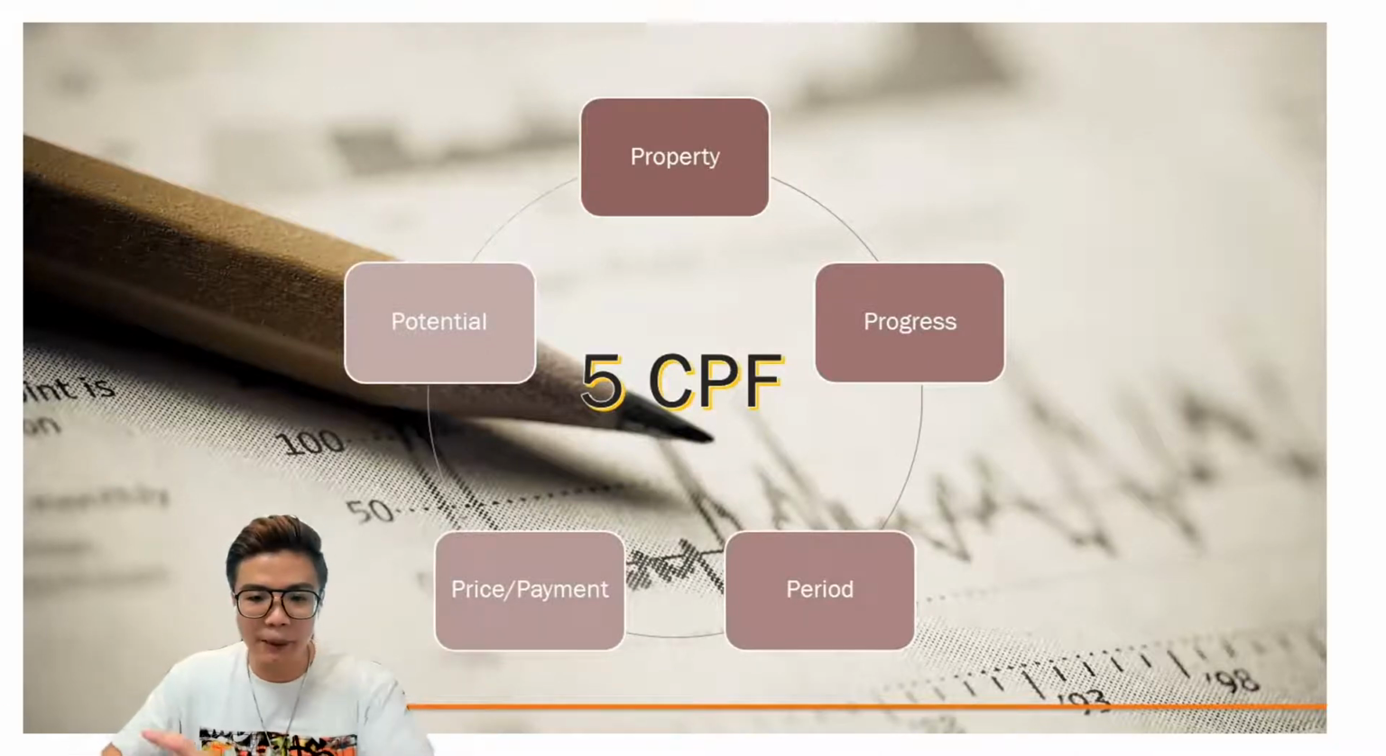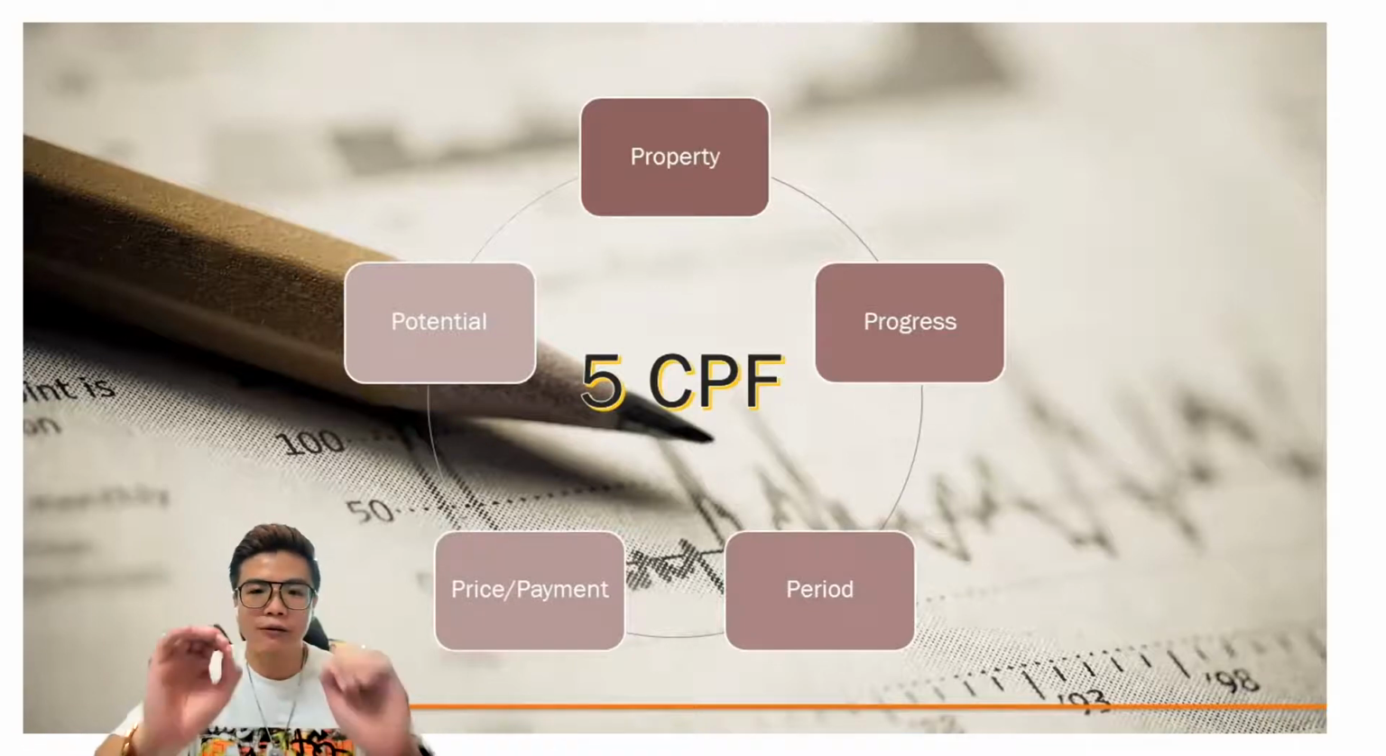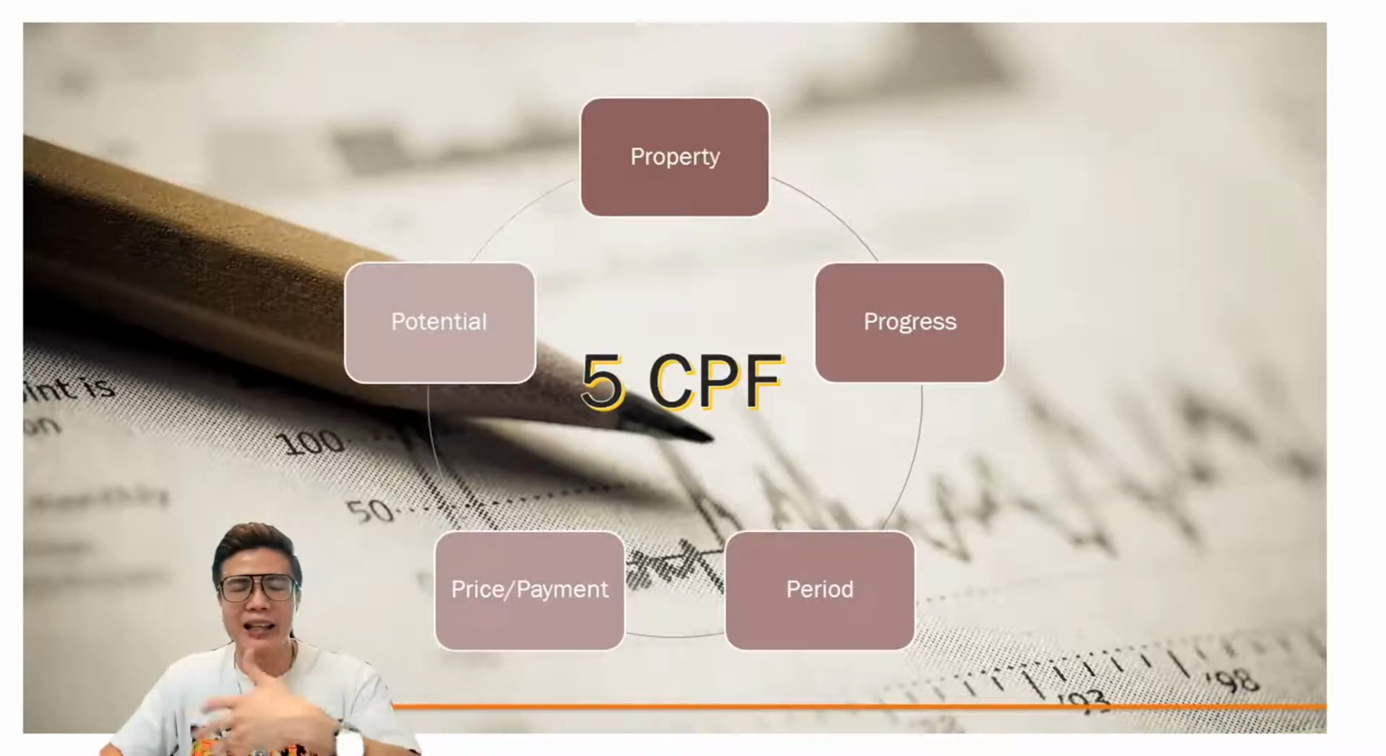These are the 5 critical property factors. I hope that you write them down. If you have questions, no worries, please write them down inside the group chat so that I can attend to them later in the Q&A.